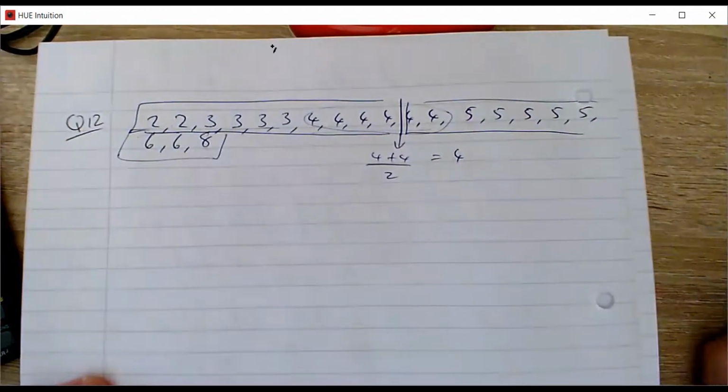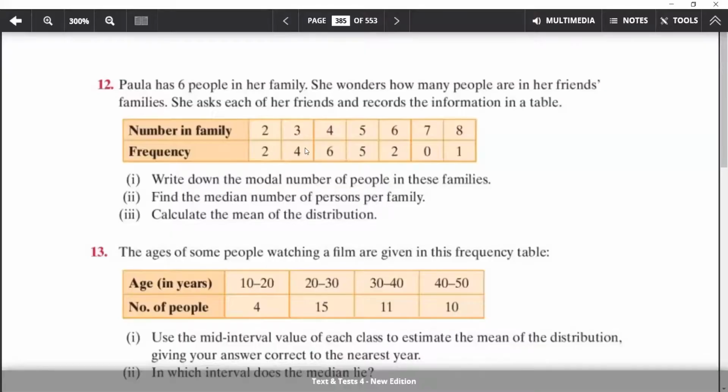Now, how could you have done that straight off the frequency table? Well, again, you would have said, look, how many people did she survey? 2 plus 4 is 6, plus 6 more is 12, plus 5, 17, 18, 19. She surveyed 20 people. Where's the 10th person? Well, there's the first 2, if they're in order as they are. First 2, then the next 4 here, that's 6 people. So far 6 people counted, and then another 6 makes 12. So the 10th person is in this group somewhere. So that's where the median is going to be, and that answer is going to be 4. 4 people in that family is the median.